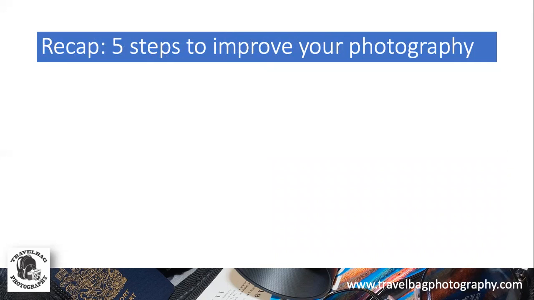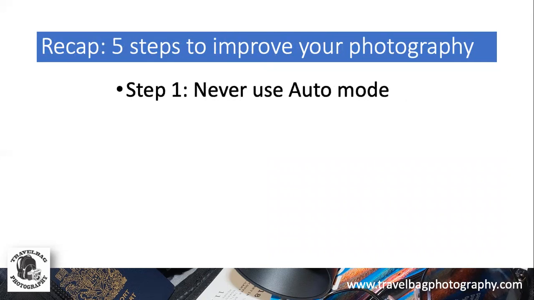Okay, let's recap. 5 steps to improve your photography. Number 1, never use auto. Never, never, never. Learn the 3. Learn manual, learn shutter priority, and learn aperture priority. And again, of those 3, I only use 2.